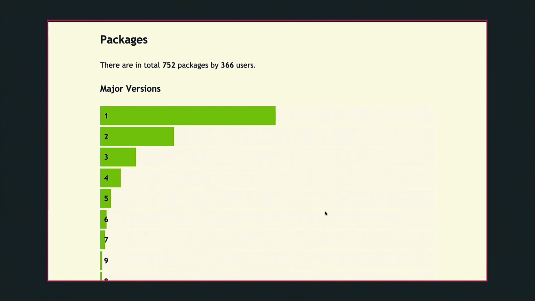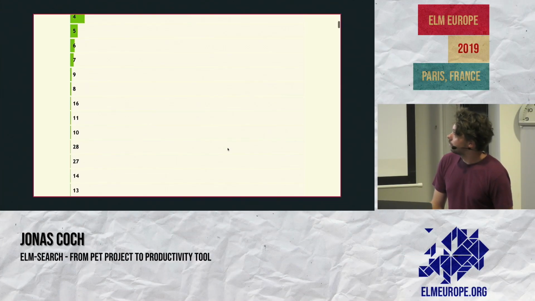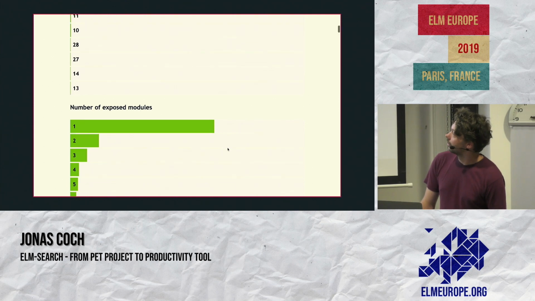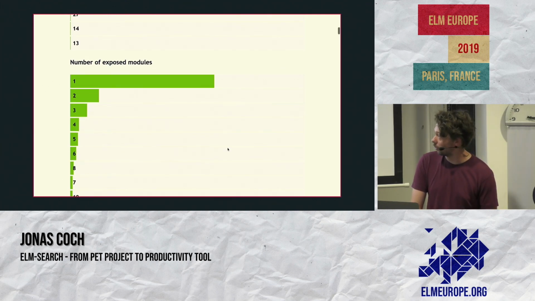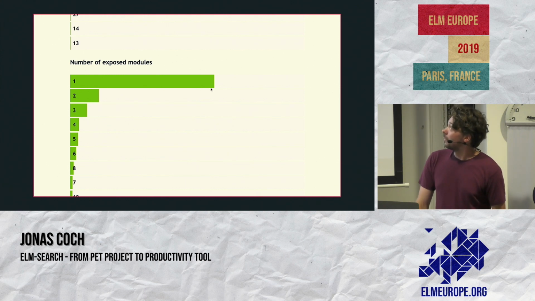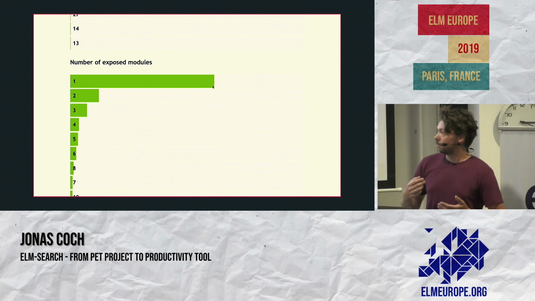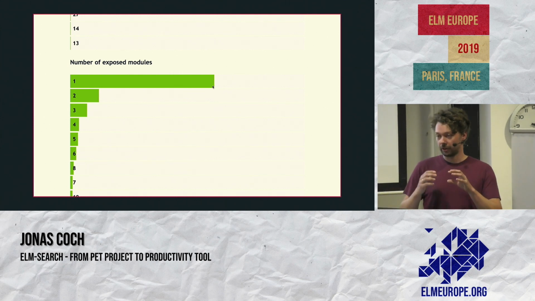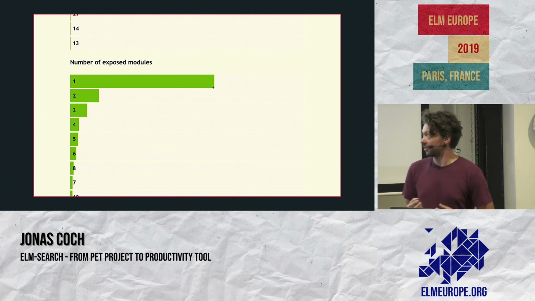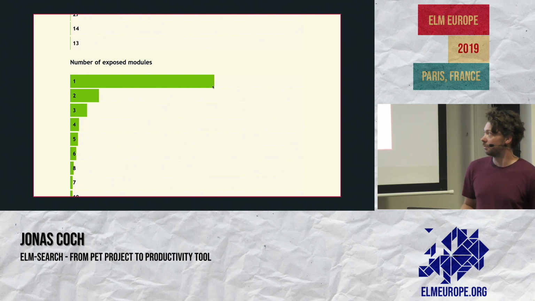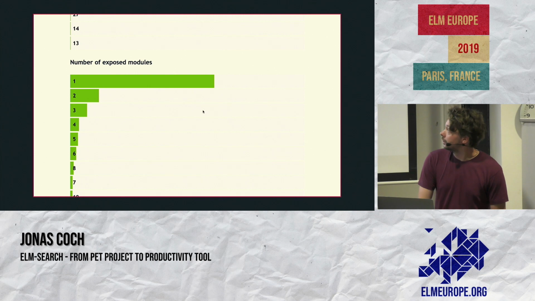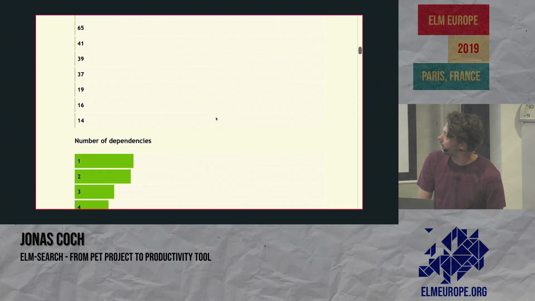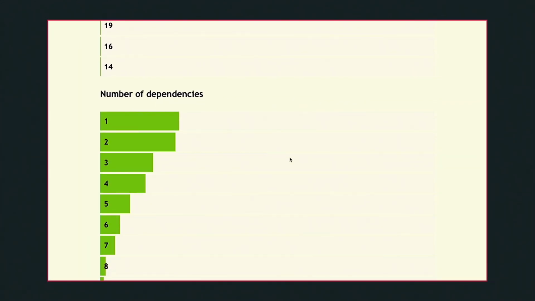I'm not really sure. And the number of dependencies, the number of exposed modules is really low most of the times. And maybe this means that packages are wrapped around a specific custom type and exposing an API around that. I want to check this out. And what we see here, so the number of dependencies is low mostly, which is good.